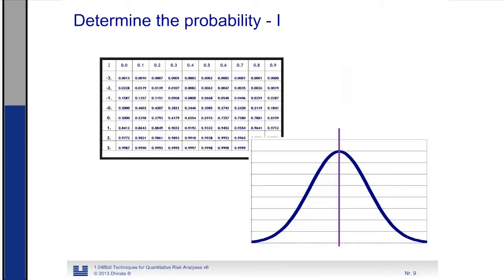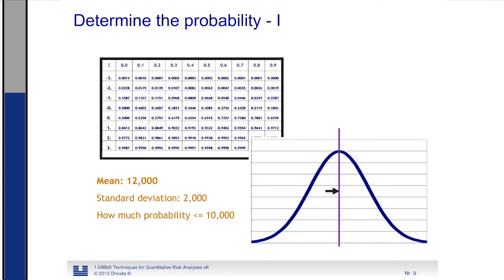Let me give you an example. We have an average of 12,000 and the standard deviation is 2,000, and this we know because we are experienced people and we have done this many times before. So from our historical files, we can calculate the standard deviation. Then we pose the question: how much is the probability that we are below 10,000? And then we look it up in the Z-table.